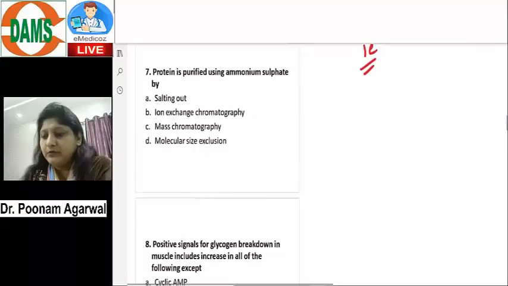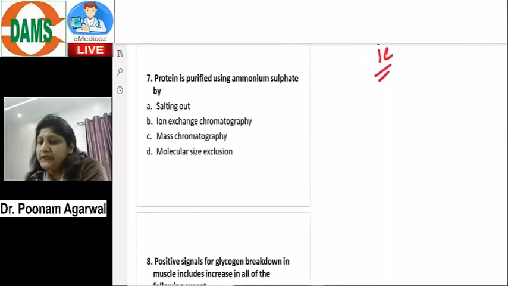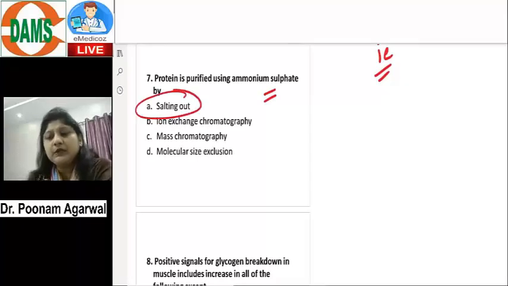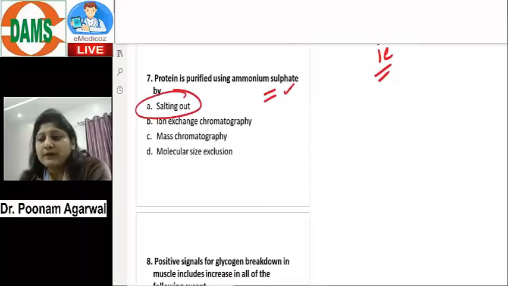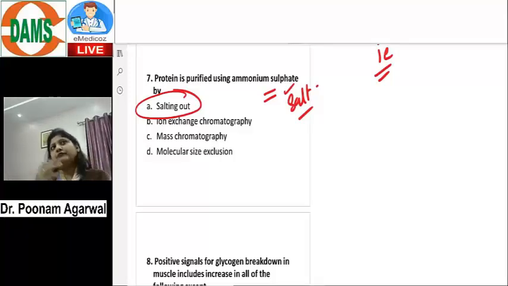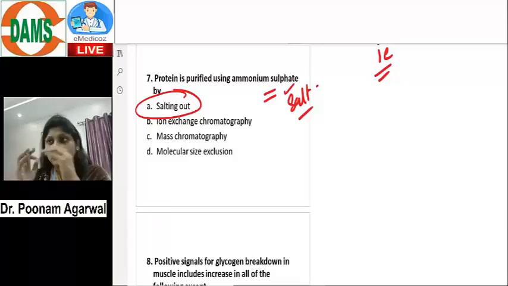Okay, now coming to the 7th question. Protein is purified using ammonium sulfate. The answer is going to be salting out. Ammonium sulfate is a salt, and this salt is very much hygroscopic. It has a tendency to absorb water and make a shell of hydration around it, which makes it very soluble. Instantly, as it is added to the solution, the ammonium sulfate will dissolve easily because it attracts a lot of hydration cells to dissolve itself.